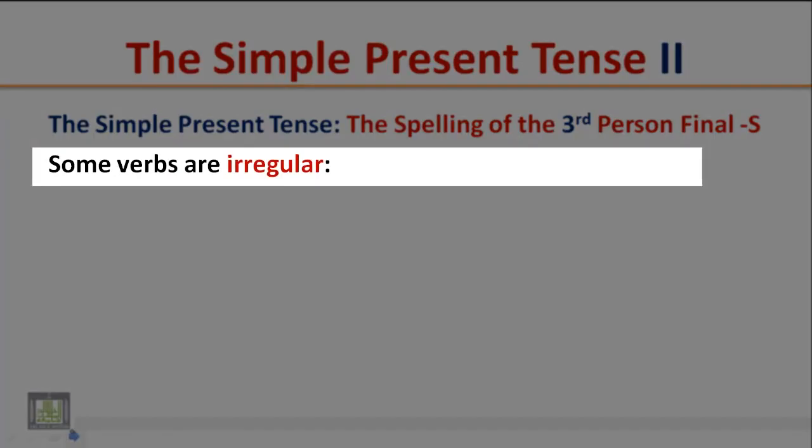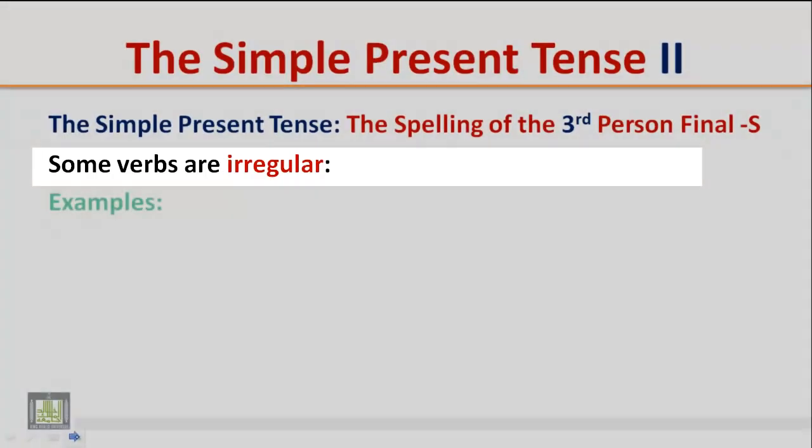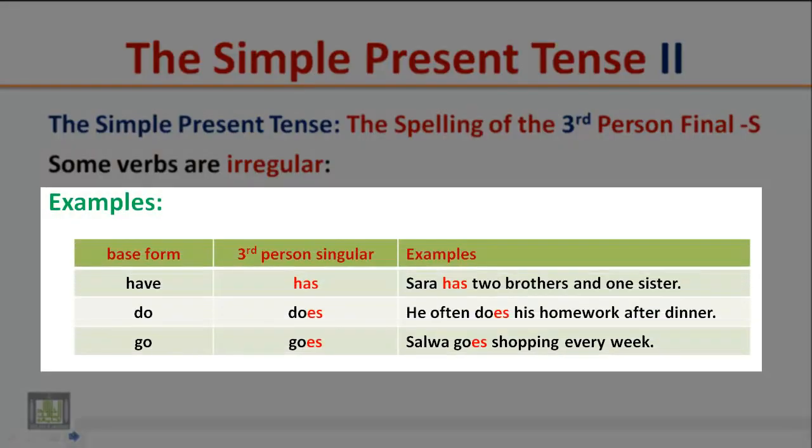Some verbs are irregular. Examples: Have becomes has. Sarah has two brothers and one sister. Do becomes does. He often does his homework after dinner. Go becomes goes. Salwa goes shopping every week.